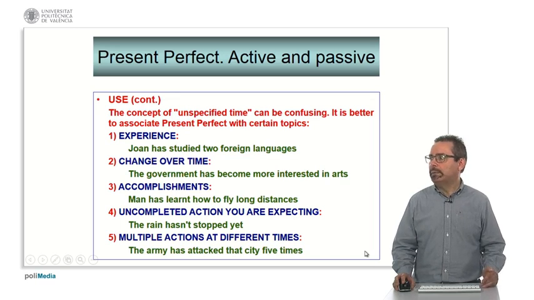Uncompleted actions you are expecting: the rain hasn't stopped yet. Or multiple actions at different times in the past: the army has attacked that city 5 times, several times.